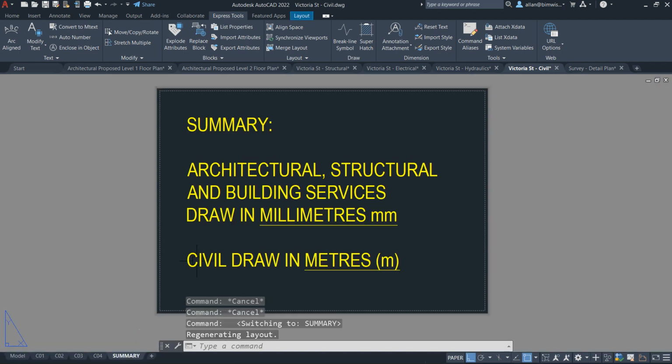So summary of what we just said: architectural, structural, and building services always draw in millimeters. Civil and survey draw in meters.